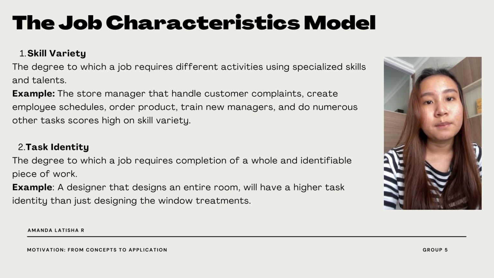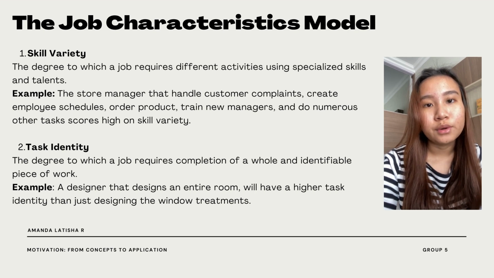And we also have an example here. The store manager who handles customer complaints, creates employee schedules, orders products, trains new managers, and does numerous tasks will get a high score on skill variety because the job requires different skills and talents. While, for example, a grocery store cashier will have a low score on skill variety because they only scan the groceries and deal with customers all day. So the job doesn't require many different skills and talents.